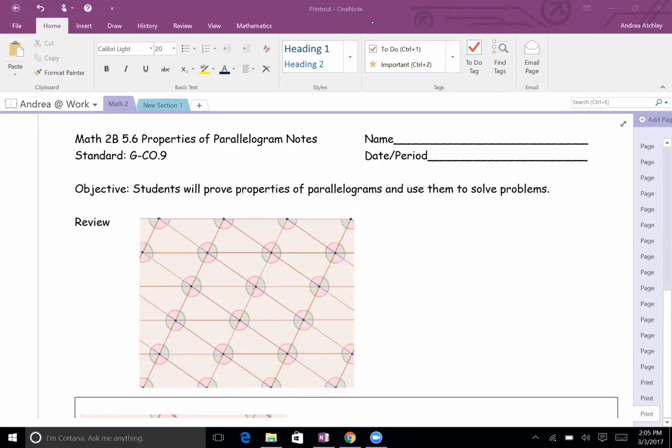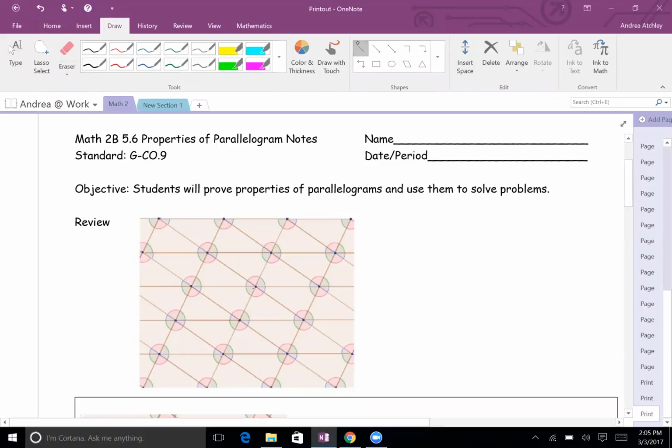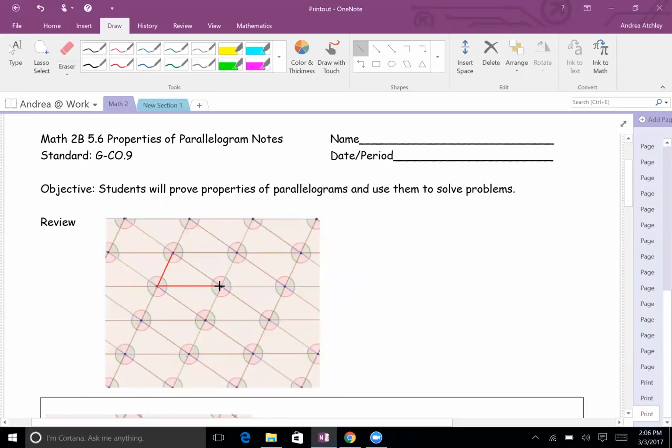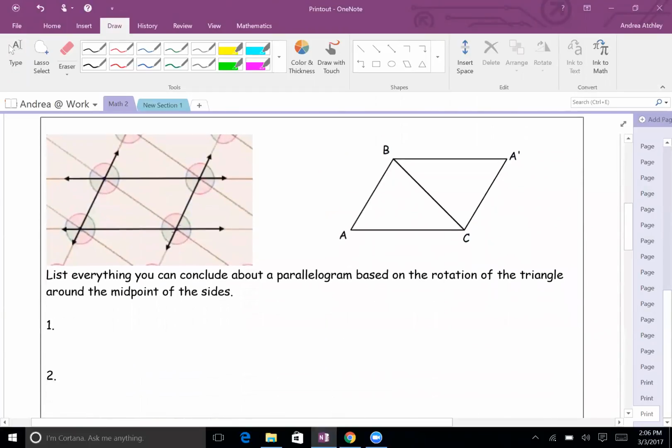So if you notice, if I connect this and this, I have my little parallelogram there. I have just now taken that and moved it over here.